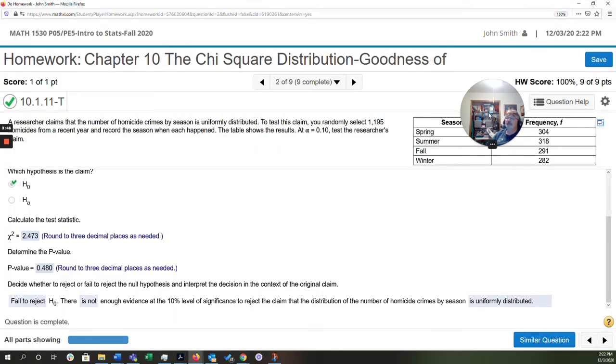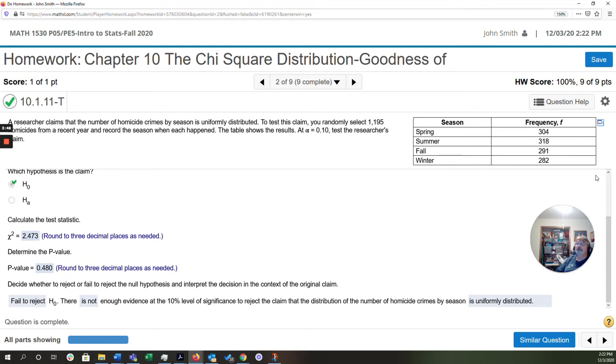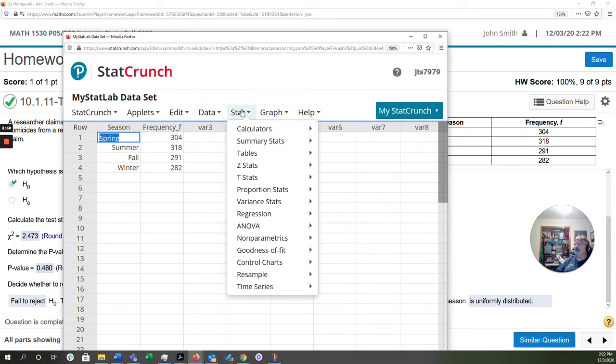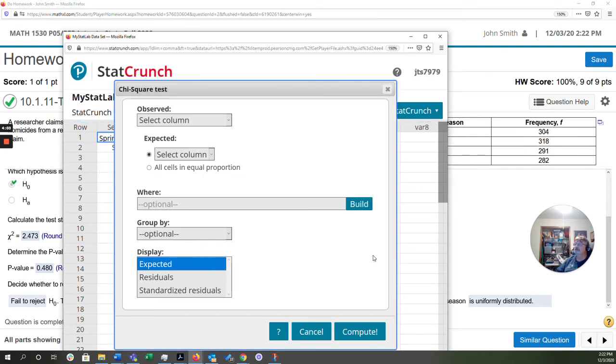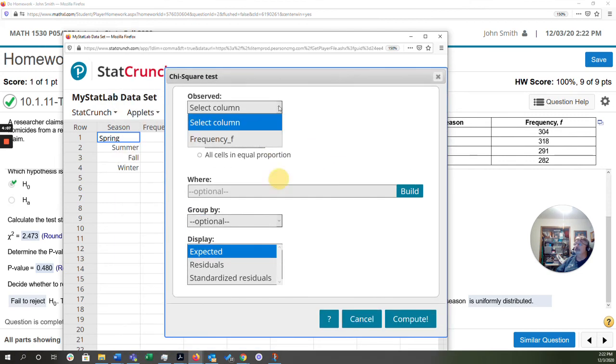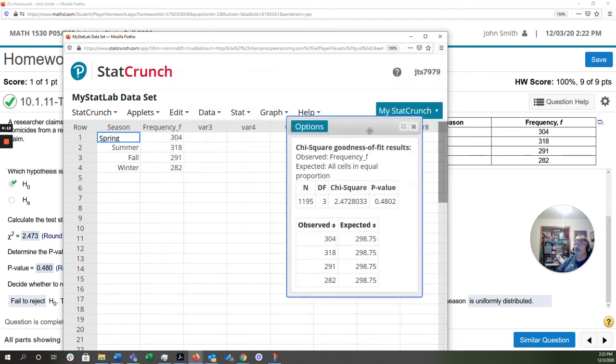So I'm going to open it in StatCrunch. And I think you'll like this. It's very straightforward. Stat, goodness of fit, chi-square. Now, my observed are the frequencies. I click all cells in equal proportion. I click compute, and I'm done.